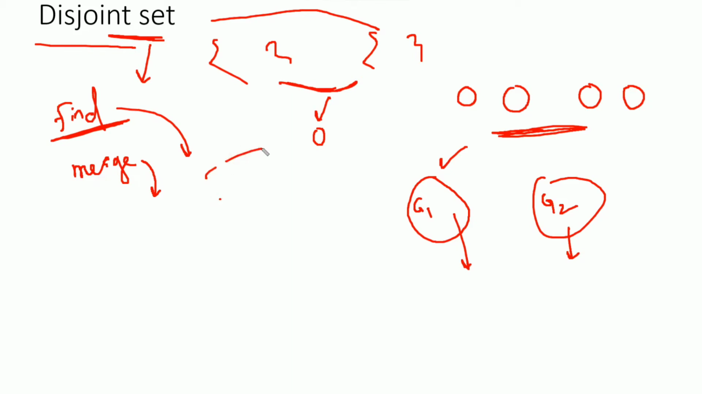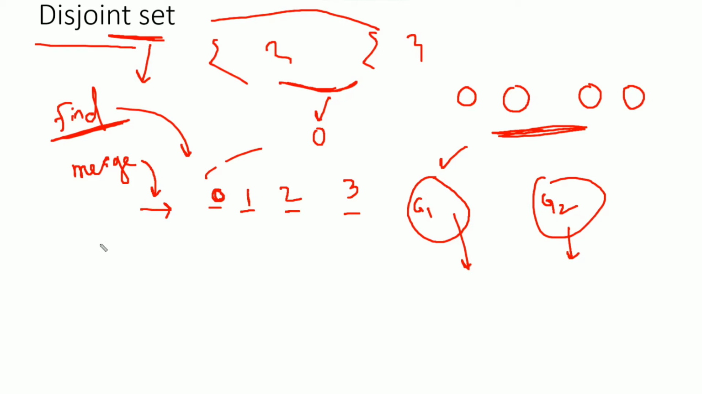Suppose this is the data, that is 0, 1, 2, 3. Initially each data will represent itself. So if we consider data 0, the representation is 0 itself. For data 1, the representation is 1 itself.